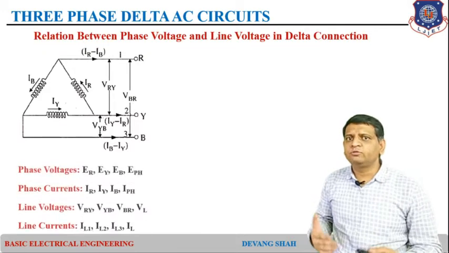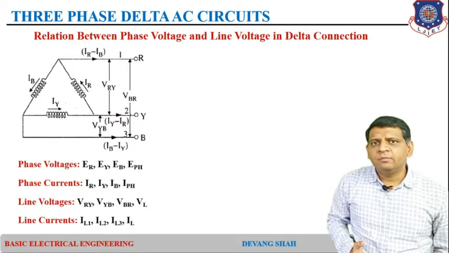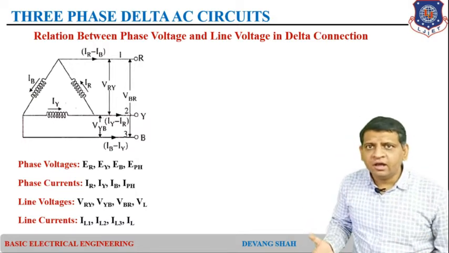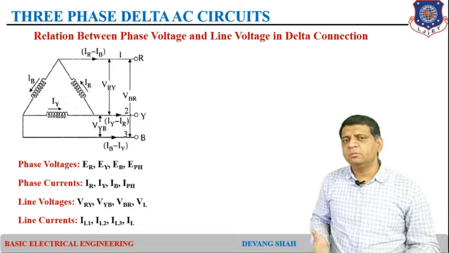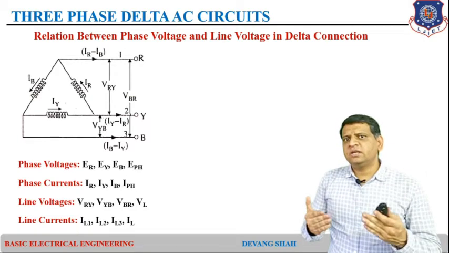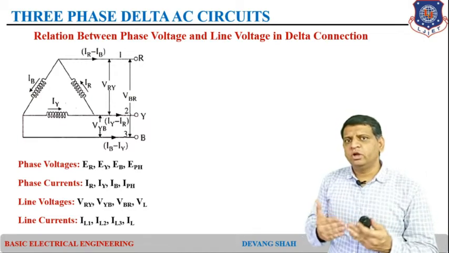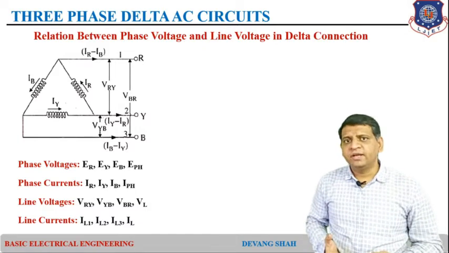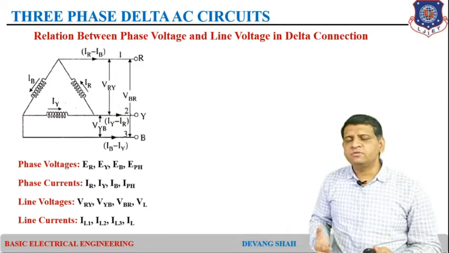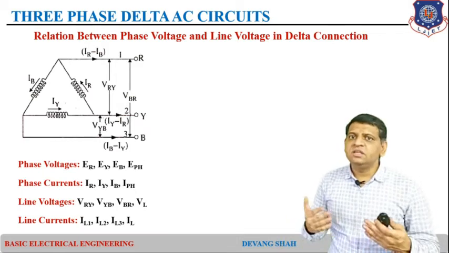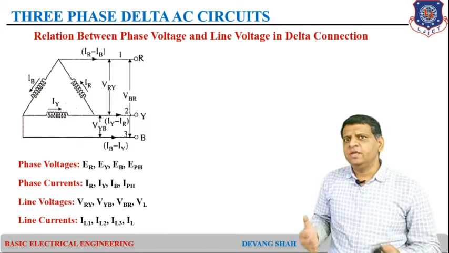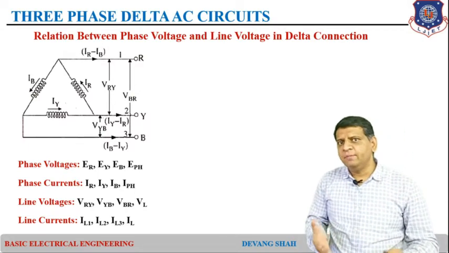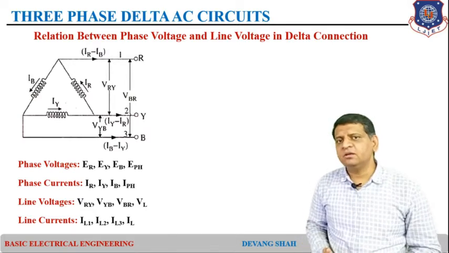In a balanced delta connection, if we talk about all those 4 parameters, one of the parameters is called phase voltage, defined as ER, EY and EB. This is nothing but the voltage across each phase. So, voltage across the red phase we define as ER, voltage across the yellow phase we define as EY, voltage across the blue phase we define as EB. So, overall, in general, it is defined as EPH. Same way, if we talk about the phase current, then IR, IY, IB, and in general we define it as IPH.